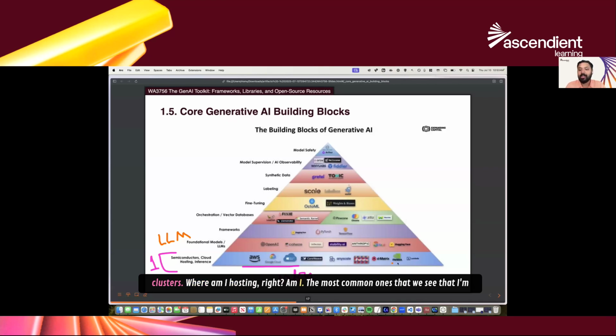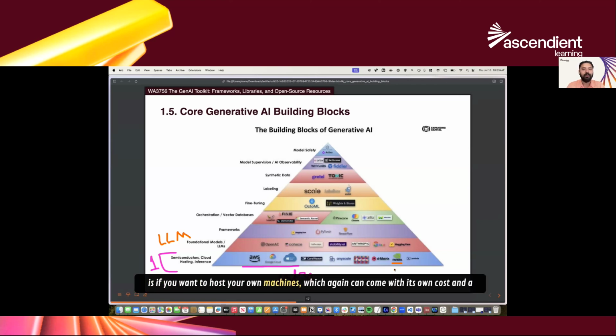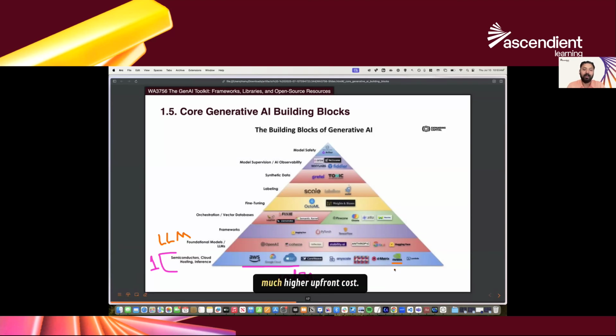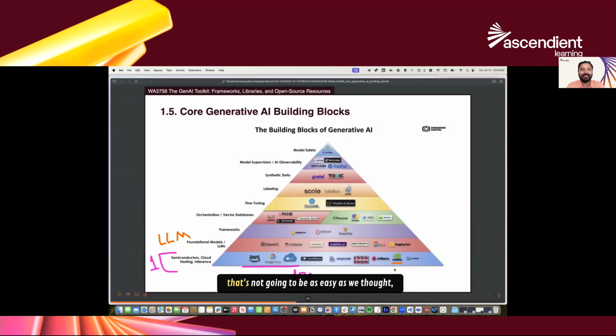Where am I hosting? The most common ones that we see, which I'm going to talk about today, are NVIDIA, Microsoft, Google, AWS. Typically NVIDIA is if you want to host your own machines, which can come with its own cost and a much higher upfront cost. A lot of people, especially in the healthcare and finance domain, tell me, "Yeah, for sure, we're going to use open source and start up our infrastructure that way." And then I ask them, "Okay, do you know how much that costs?" And they look into it and realize, "Oh, that's not going to be as easy as we thought," especially if all we want to do is build a POC to see if this works. Maybe it's not the best idea.